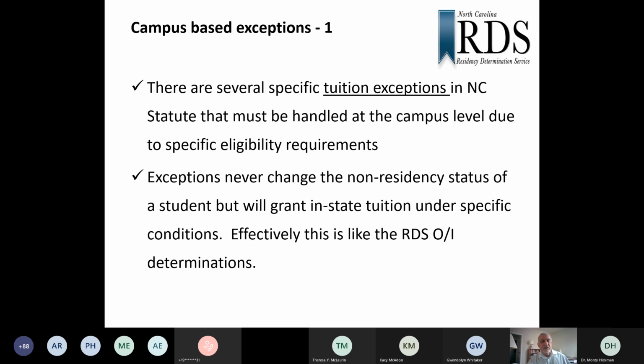And again, in all of these, we wouldn't change the residency status, but in effect, it's kind of like RDS giving that out into the active duty military. If you certify eligibility and have the documentation to support it, they're a non-resident, so wouldn't be eligible for a state grant, but they could for the in-state tuition.